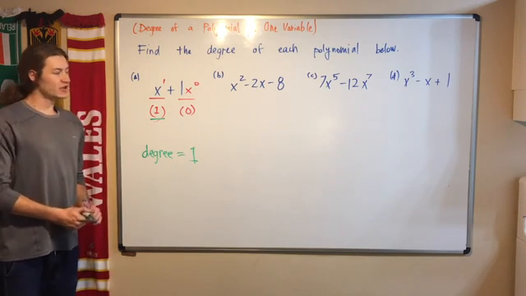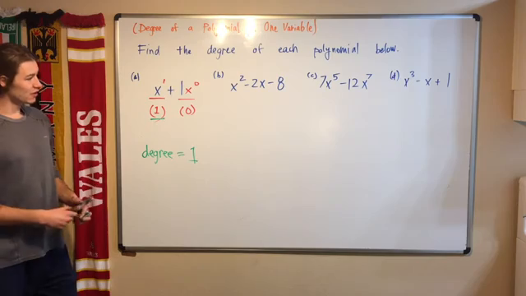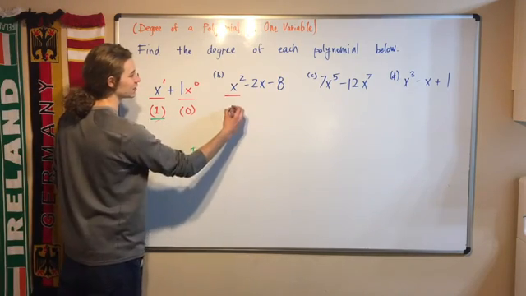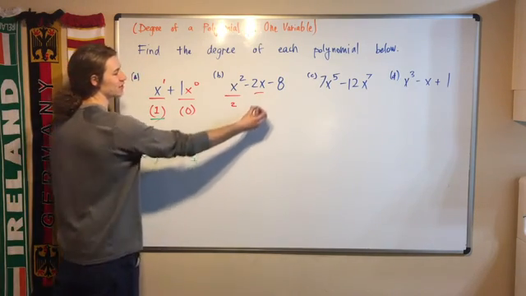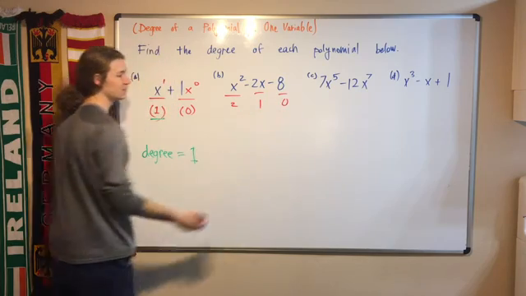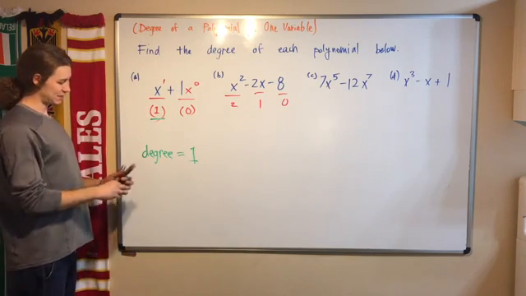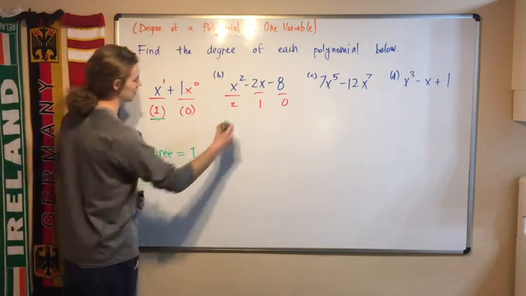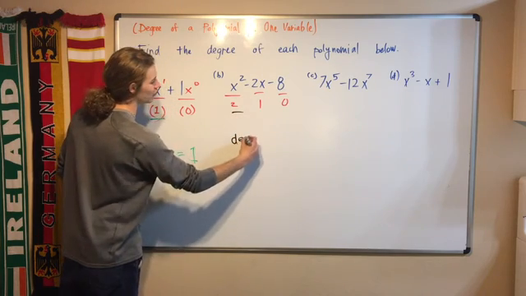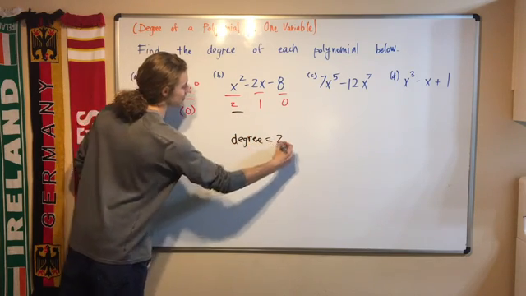Great. Let's see B. Notice this first term has a degree of 2, this second term has a degree of 1, and this third term has a degree of 0. I know that the highest of those degrees is 2, so I know that the degree of my polynomial is 2.